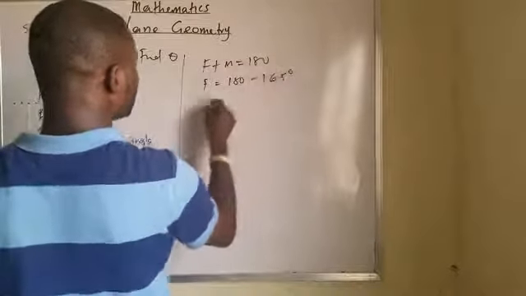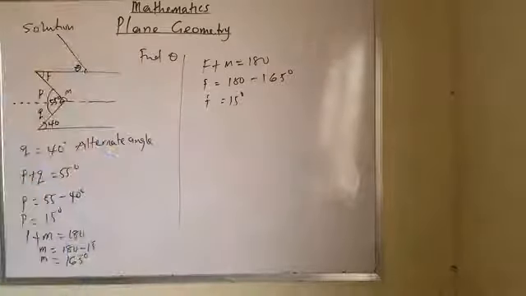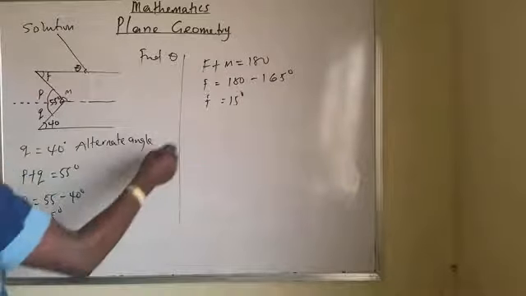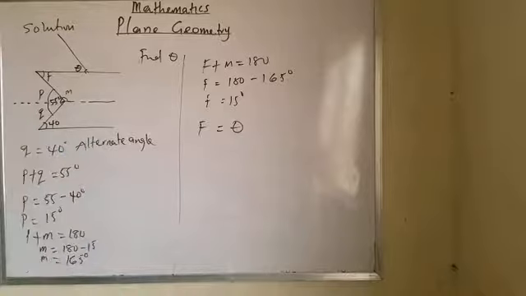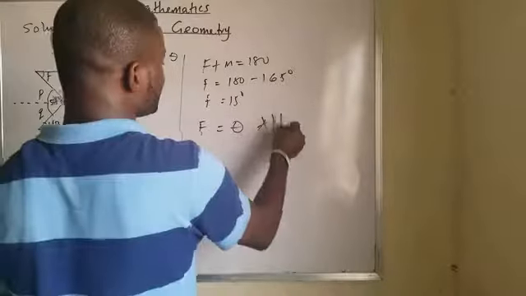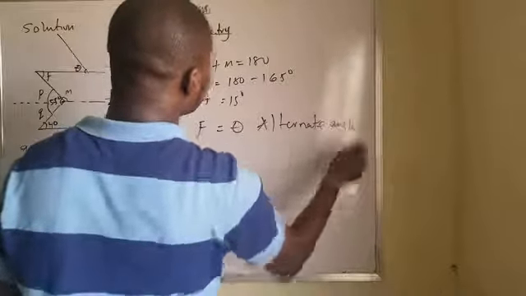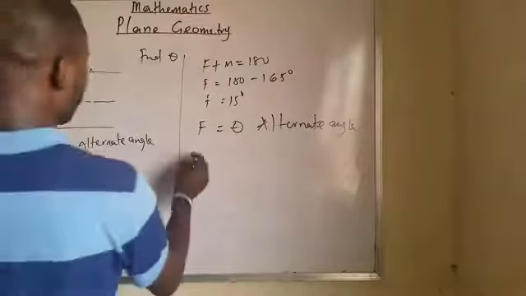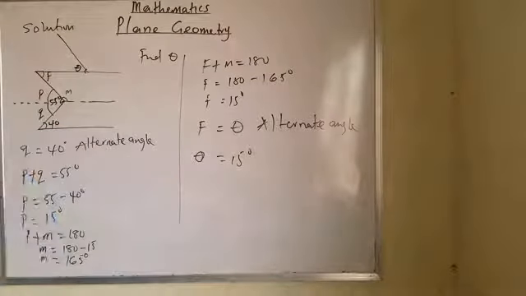165 degree is also back to 15 degree. Now, since my F is 15 degree, what can I do? It means my F equals theta, because they are all alternate angles. Since they are alternate angles, my theta becomes 15 degree.